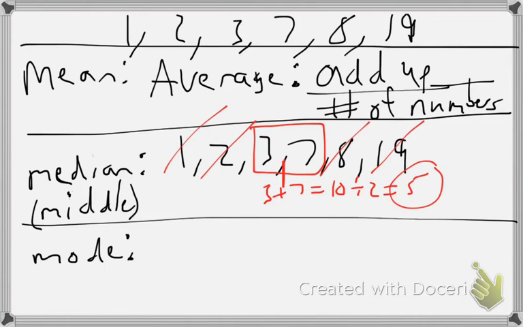And the mode is which one appears the most often. The most often or the most times.